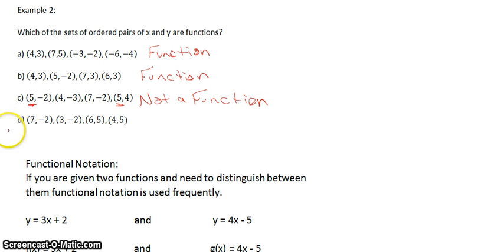Okay, and on D I have 7, -2, 3, -2, 6, 5, 4, 5. So none of my x's are repeated, and they all are only giving me one y value. Even though some of the y values are repeated, it would still be considered a function. Now, if they repeated the same x value with the same y value, it would still be a function. But because these y values were different, it was not a function.